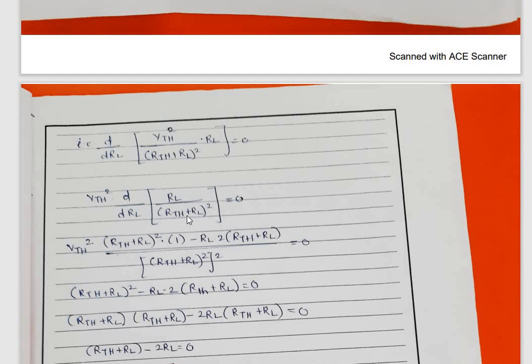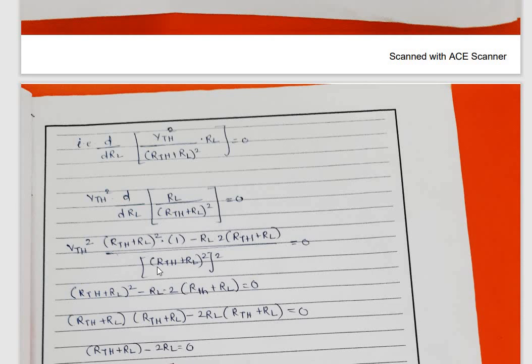So it is 1 minus RL, and for (RTH plus RL) whole square, that is RTH square plus 2 RTH RL plus RL square, the derivative is: RTH square derivative is 0 because it is a constant, 2 RTH RL derivative is 2 RTH, and the last term gives 2 RL. Taking 2 common, this is U into the derivative of the denominator. This term is written equal to 0, and the denominator is V square, that is (RTH plus RL) whole square whole square.